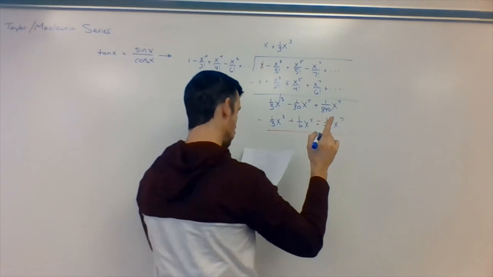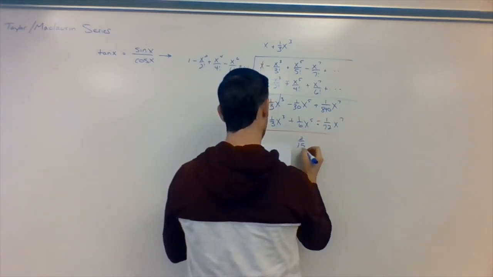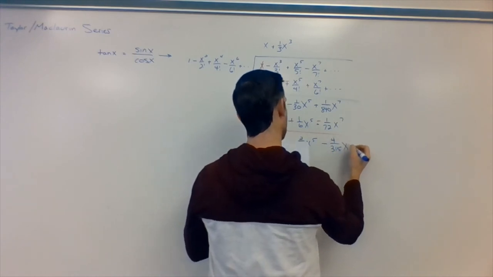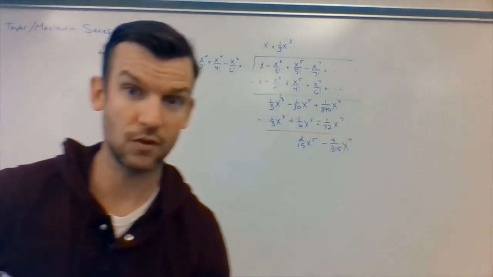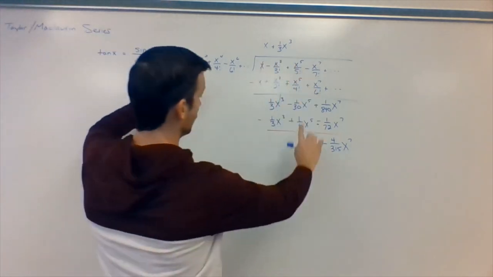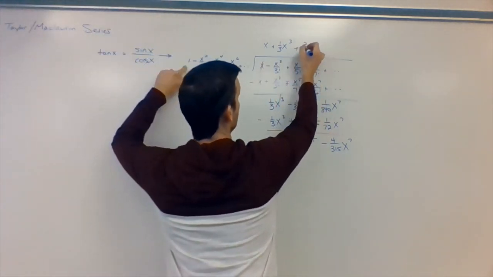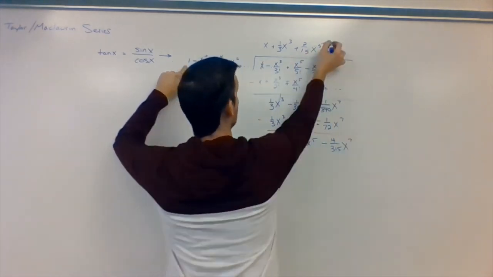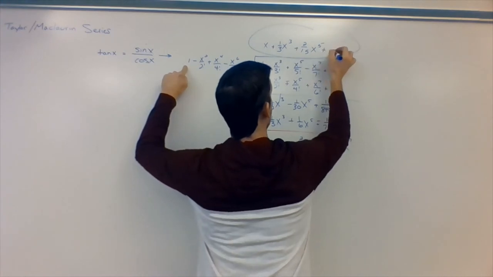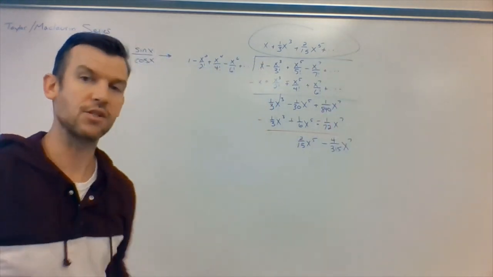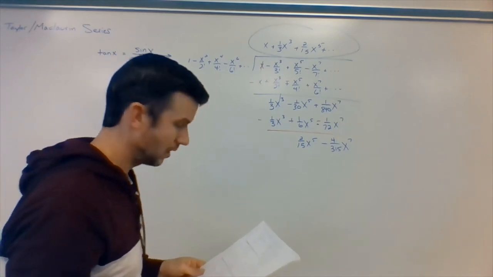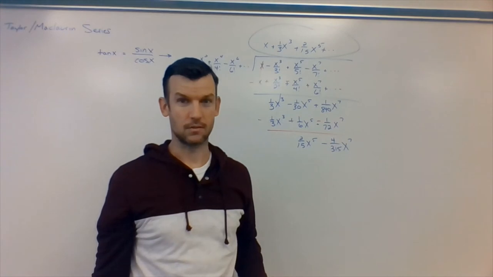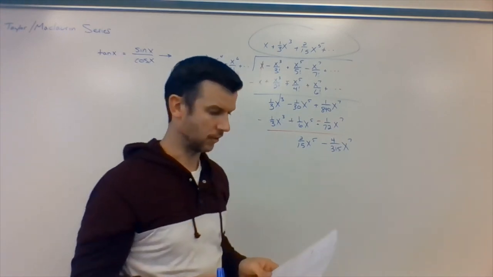This gives us 2/15 x to the 5th minus 4/315 x to the 7th. And I'll have to do this one more time to get my third non-zero term. So 1 times 2/15 x to the 5th will get me to the next line, and that's as far as I need to go. Okay, so that's a series for tangent. Whew. Takes a lot of work, but it's just algebra. Okay, keep track of your numbers. You guys can handle it.